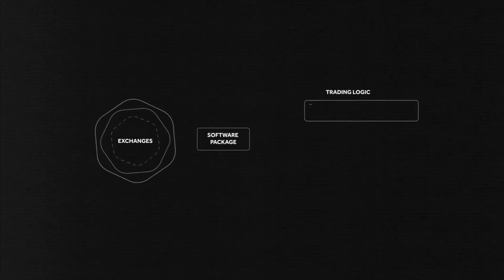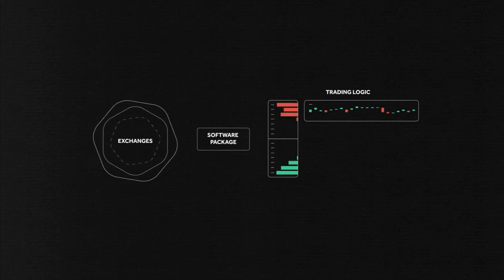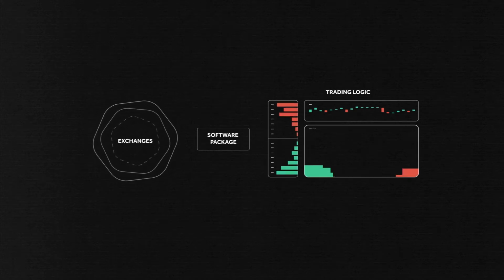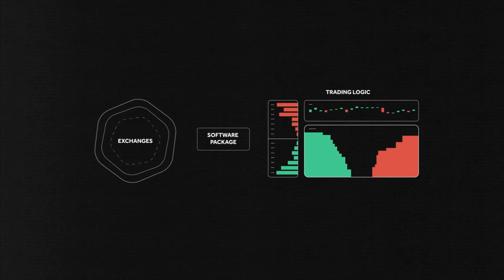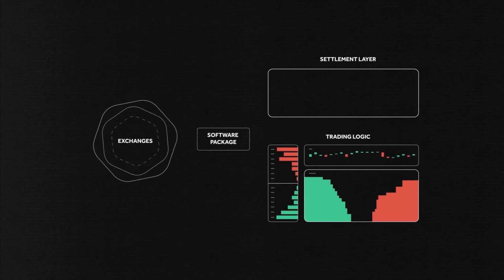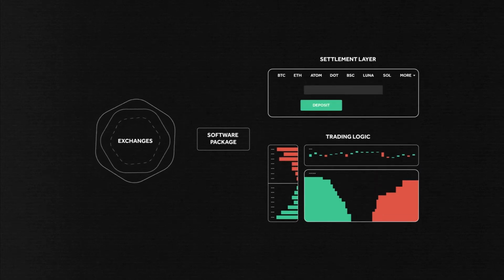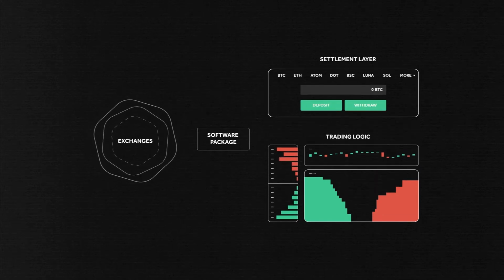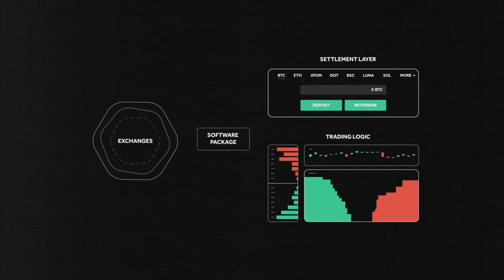Within this software package, there's some sort of trading logic, and normally on a centralized exchange this comes in the form of an order book system. And they'll probably throw in some charts and some other stuff as well to make the experience good, but an order book alone doesn't do anything. To allow for cross-chain trading, exchanges need a settlement layer. This settlement layer is critical because without a way to deposit assets, there's nothing to trade with.